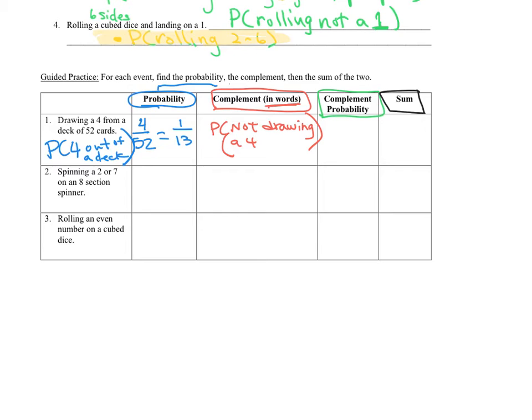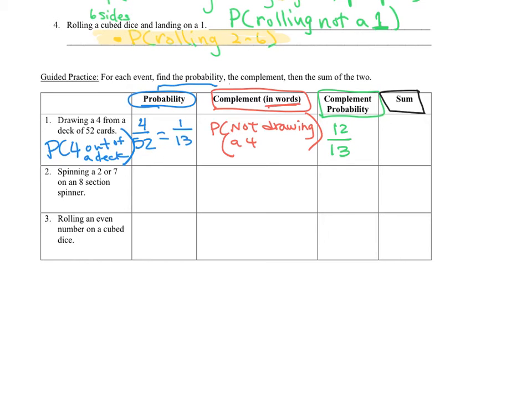Not drawing a 4, if there's 13 in each color, if I take the 4 out, there's going to be 12 out of 13. 13 in each color, so 13 hearts without the 4, there's 12. 13 diamonds without the 4, and if you divide all that by 4, it'll be 12/13.